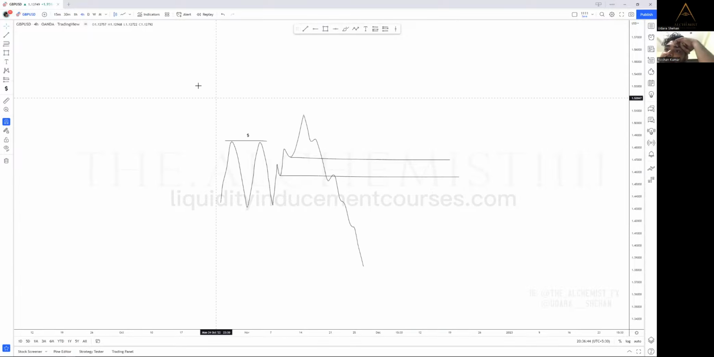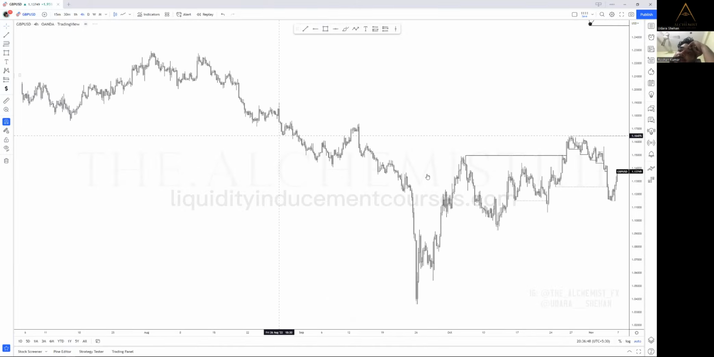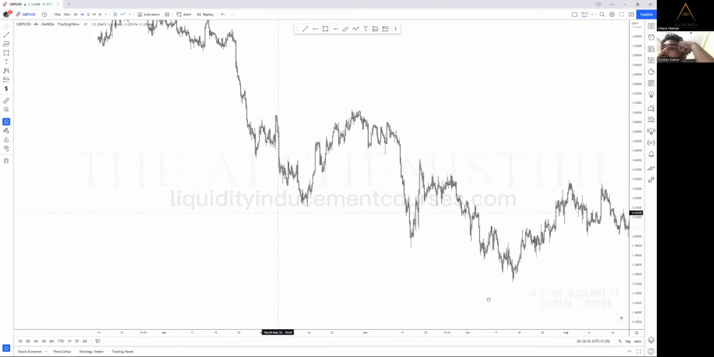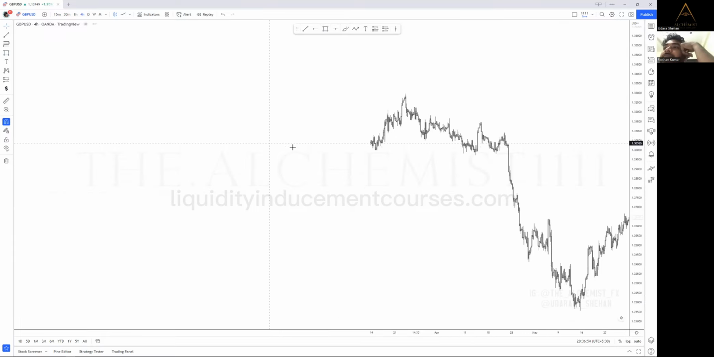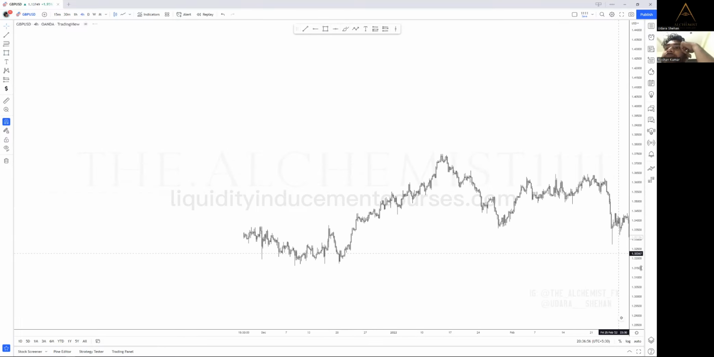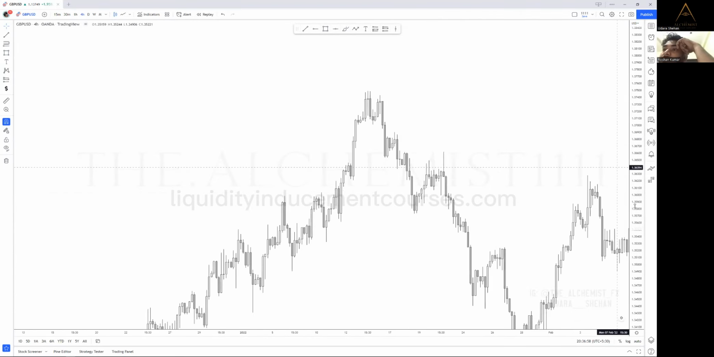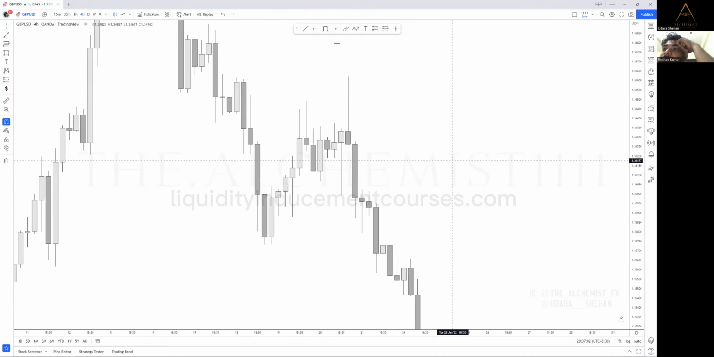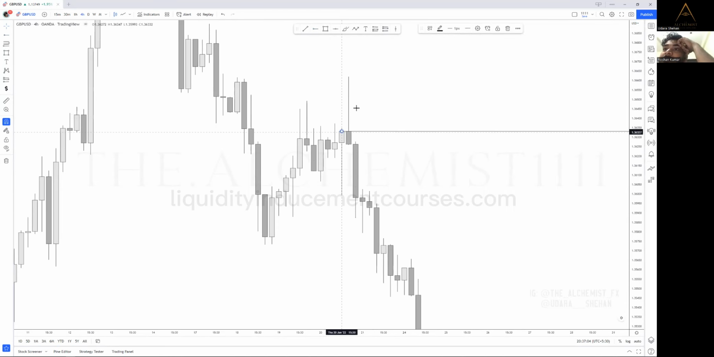Next, let's talk about these rejection blocks, because they are very important. Let's see some examples, where do we have clear ones that I could explain? Something like this is what we call a rejection block. If you watched the previous videos, you know how we use the base of the wick as a point of interest.